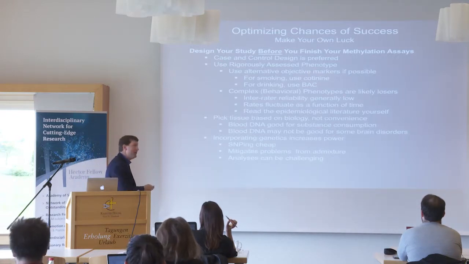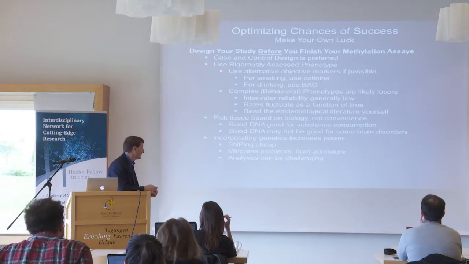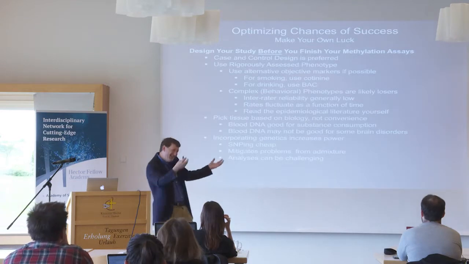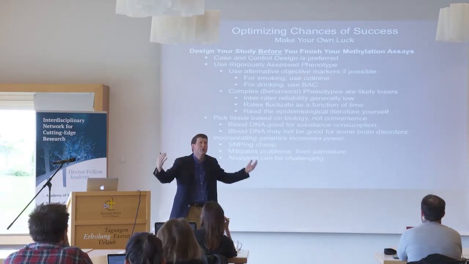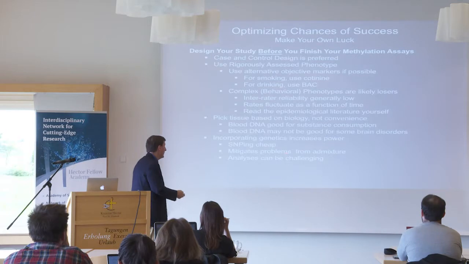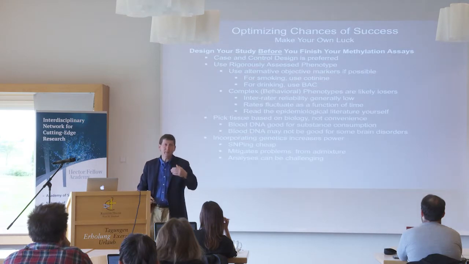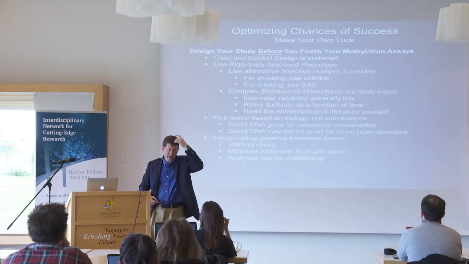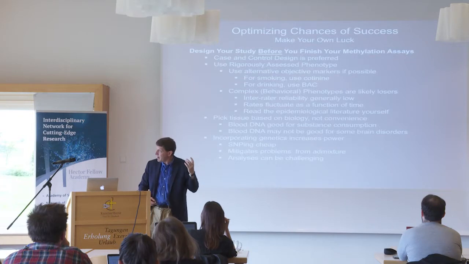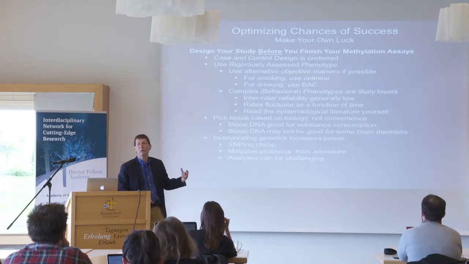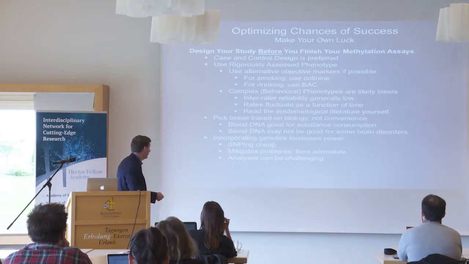Now, pick the tissue that is affected, okay? For instance, for things like heart disease, alcohol and smoking, that comes into the blood. Blood is good, okay? However, blood may not be so good for some brain disorders. So I really like efforts, even though they're very hard, from people trying to incorporate brain methylation assessments. They have a lot of problems, but that's where the biology is, and that is where we must go for most behavioral disorders.